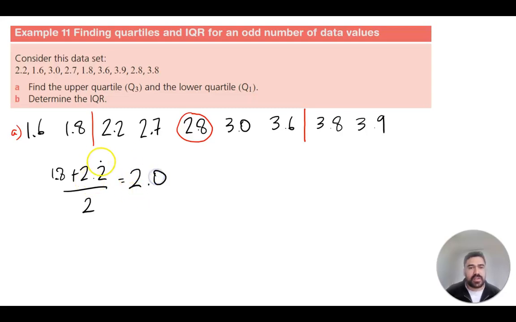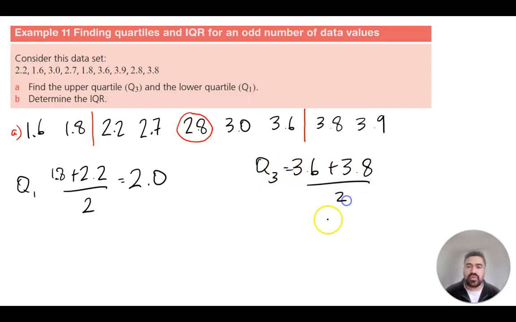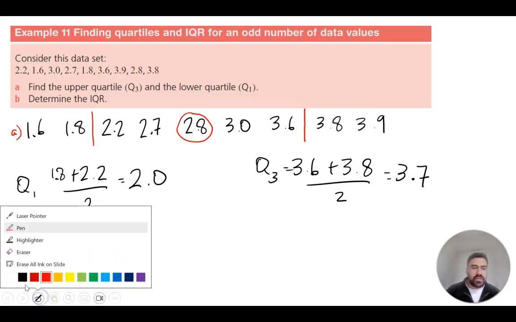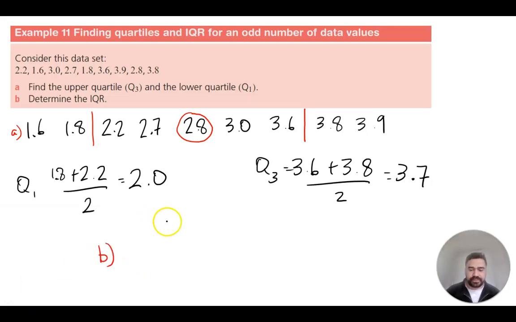Now let's be specific and consistent. Write 2.0 because it's to one decimal place, and this is our Q1. Then for Q3, adding 3.6 to 3.8 and dividing that by 2, we end up with 3.7. So to answer what our IQR is, it is just the difference between Q3, which is 3.7, and Q1, which is 2.0, so we have 1.7 as our IQR.